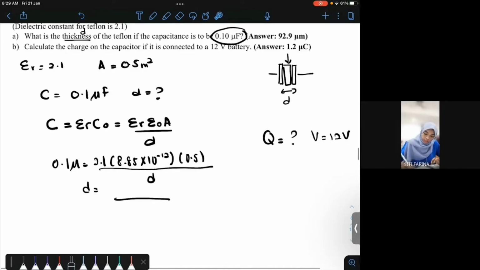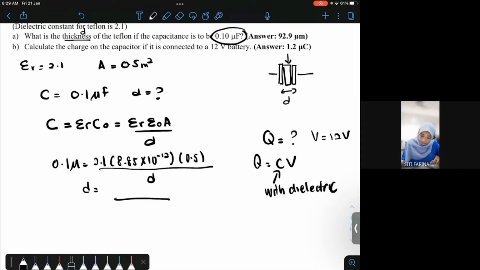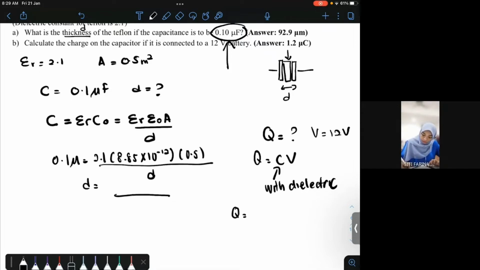So your equation here, Q is equals to CV. This C is C with dielectric, sorry. C with dielectric, which is given in question A, the value. Okay, so to find your Q, C is 0.1 microfarad times 12 volt. Press the calculator, you're going to get 1.2 microcoulomb, or 1.2 times 10 to the power of negative 6 coulomb, the same thing. Right? Both are accepted.